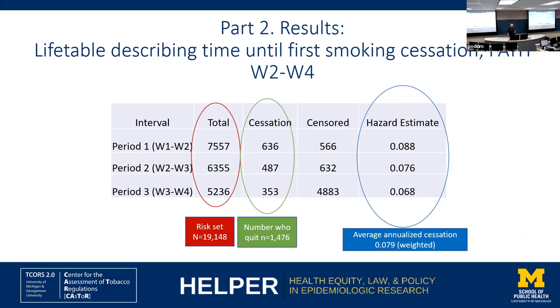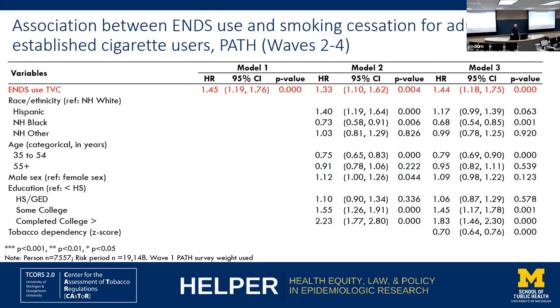And the hazard estimate is the hazard at each point in time, like 8.8% of the people at risk quit smoking after wave two. These are using the weights, by the way. So it's like the weighted hazard, 7.6% between wave two and three, and 6.8% at the next wave. So if you think of it, the average annualized cessation is 7.9%, right? So that's just a basic life table, kind of what the data looks like when you start to think about it in terms of a survival approach. Then I'll show you this and then we can go and look at the data set a bit.